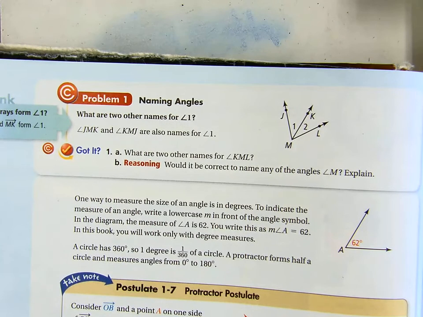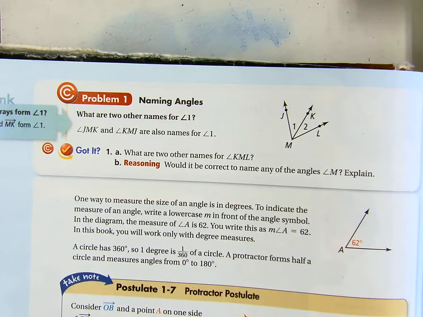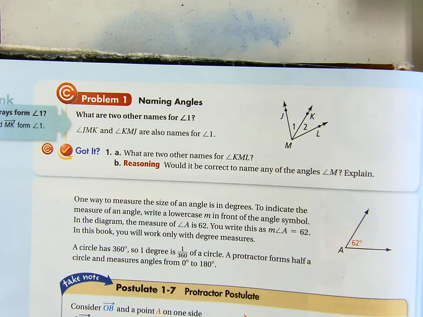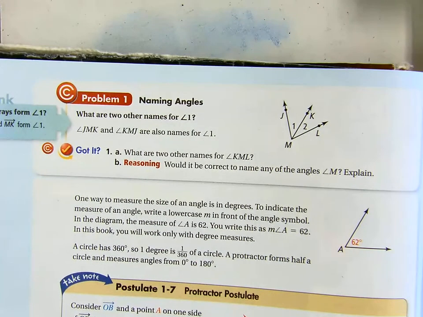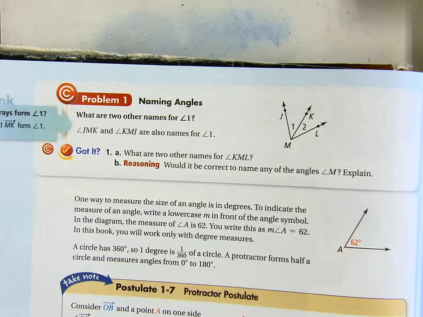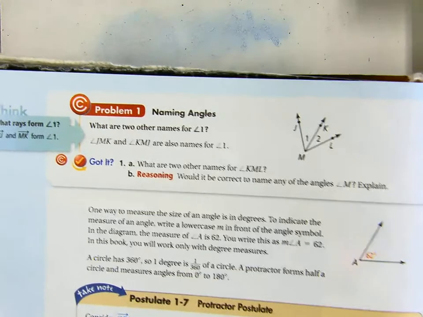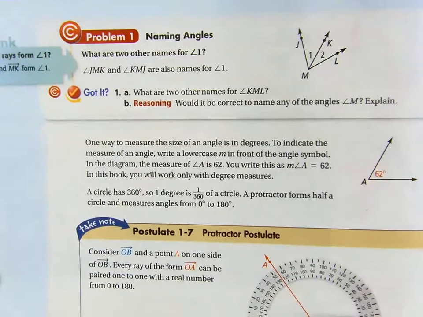But most of these angles, we can name them in several different ways, either with a number, 3 points, or 1 point if there's only one angle. One way to measure the size of an angle is in degrees. I say one way. Later on, when you go to a trig class, there are other ways used in mathematics, but the one we're going to use is the one you're probably already familiar with. We measure them in degrees.